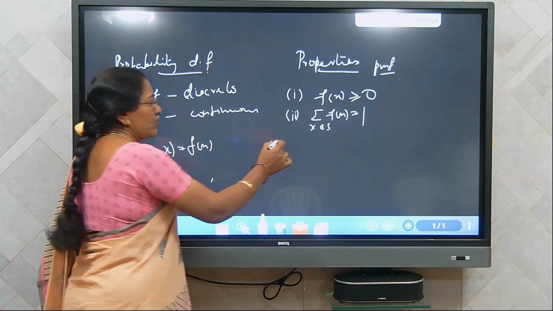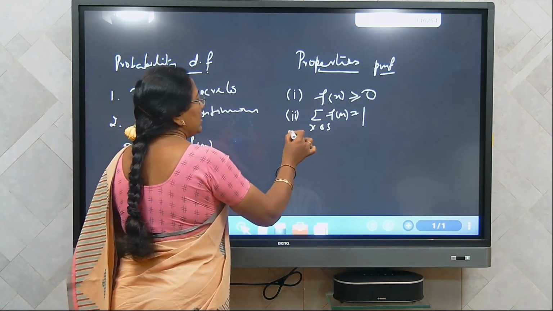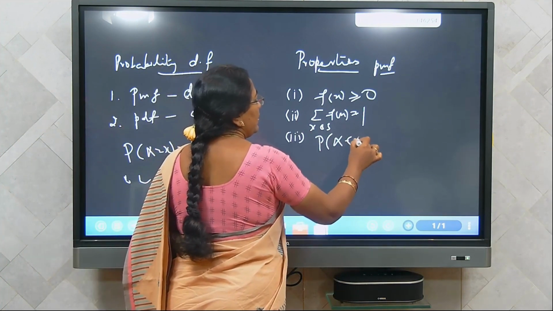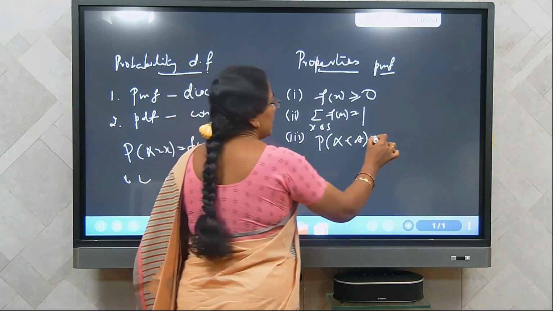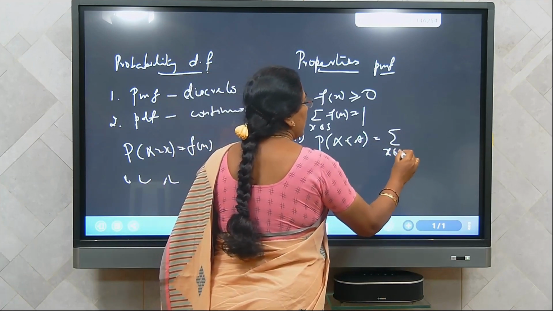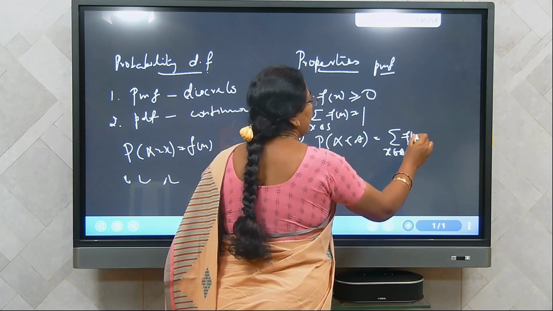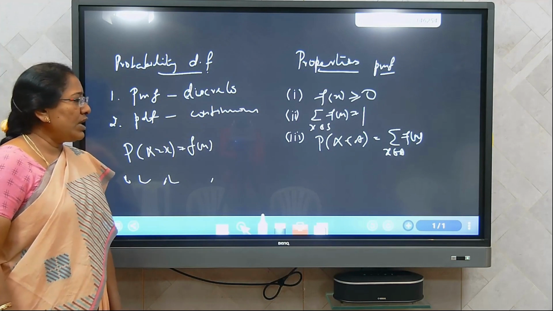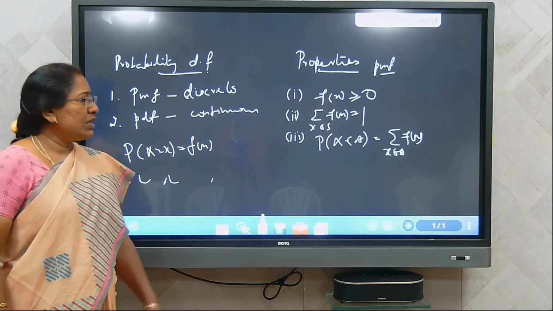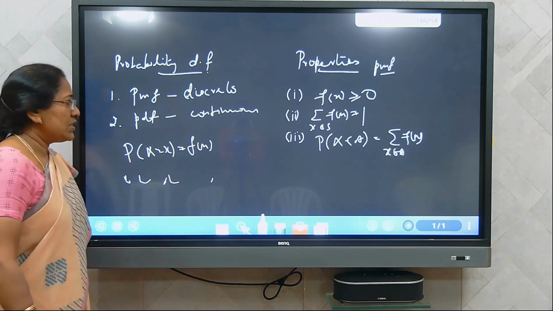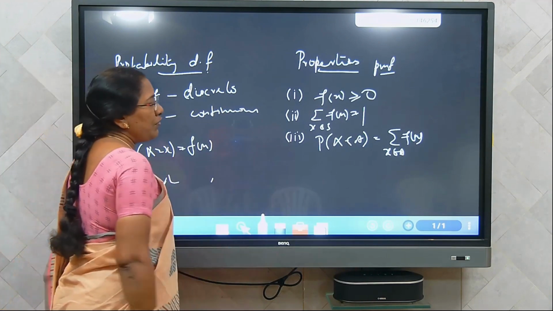It's always 1. And the third property: probability of any sub-event A is given by summation over x belongs to A of f of x. That is, the probability of a particular event A is given by probability of x belongs to A, that is, summation over x belongs to A of f of x. So these are the properties of PMF.